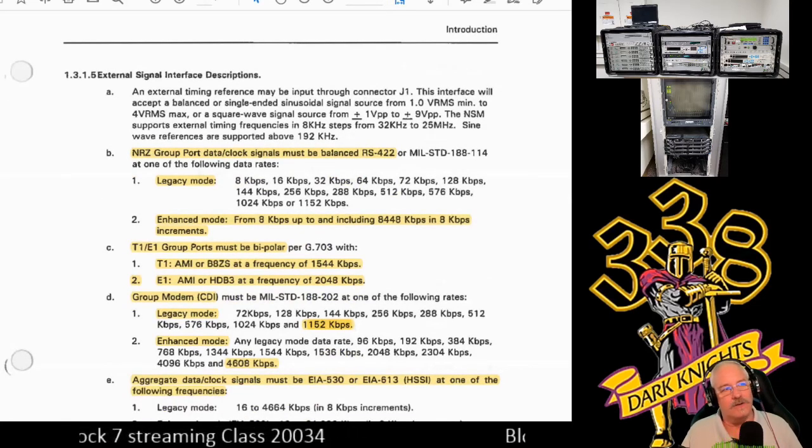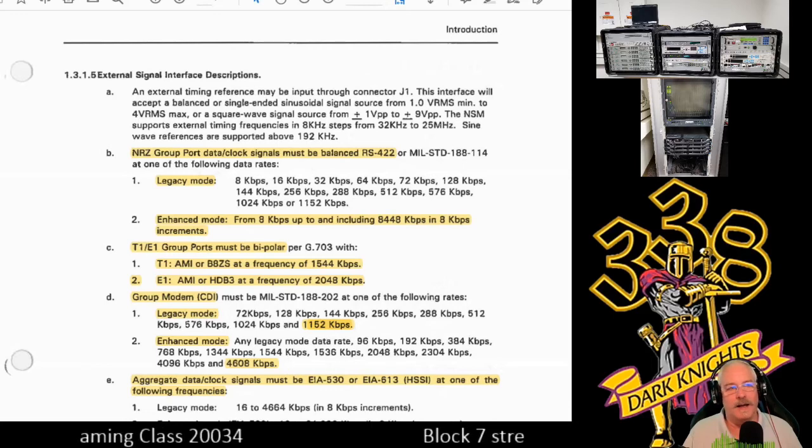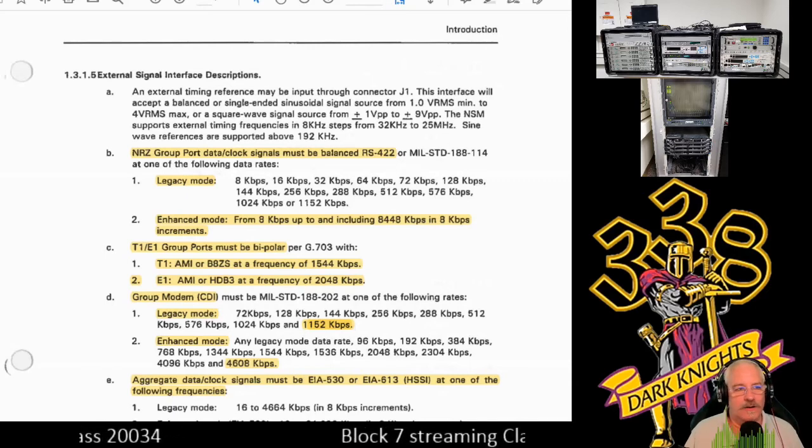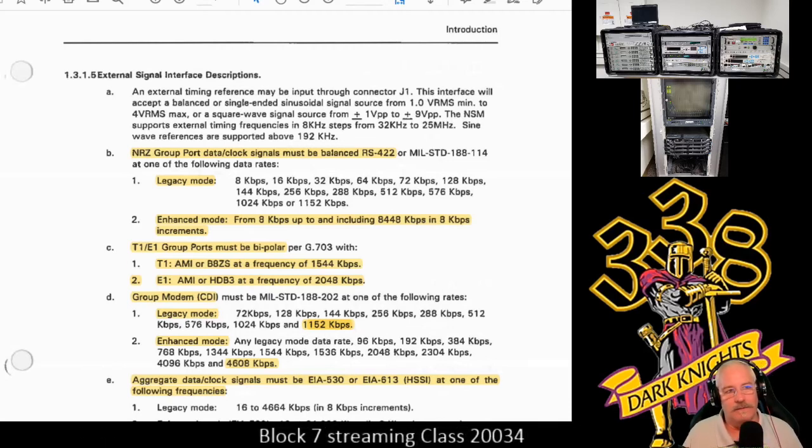1.3.1.5 external signal interface descriptions. Anything and everything you wanted to know about the rear of that NSM and its connectors. You can see Bravo showing you that you have an NRZ group port. It's balanced 422. You have legacy. Wow, we lost Sergeant Grove there. He's back.